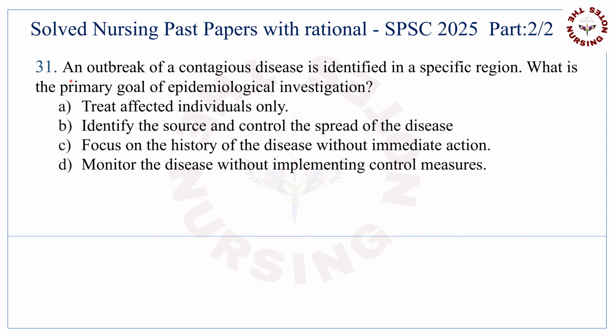Question number 31. An outbreak of a contagious disease is identified in a specific region. What is the primary goal of epidemiological investigation? Correct answer is B. Identify the source and control the spread of the disease.